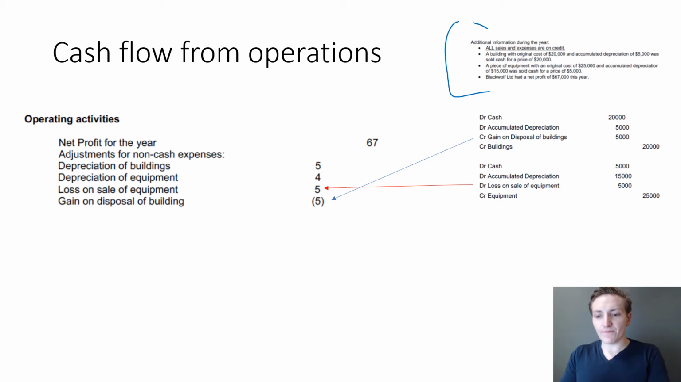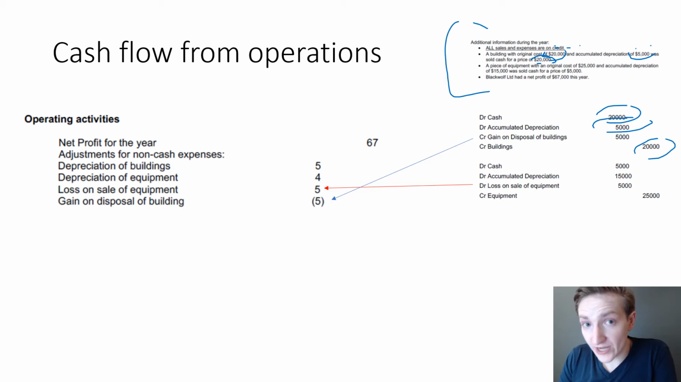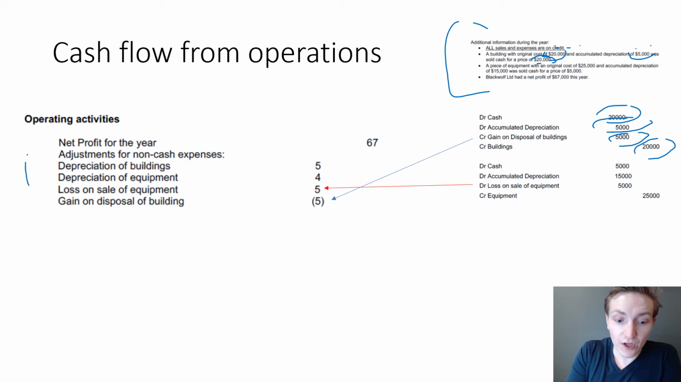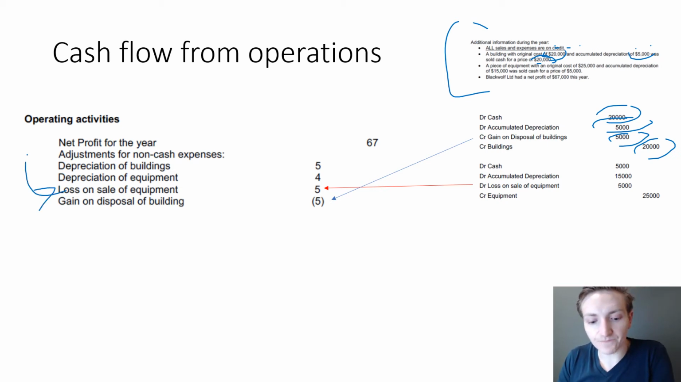So with the buildings here, what you're told is there was a building with original cost of 20k and accumulated depreciation of 5k, which was sold for a cash price of 20k. So there's going to be a debit cash of 20k. You're also told that there's going to be a debit accumulated depreciation of 5. You were just told this in the notes. You're told the building had the balance sheet value of 20k. So when you do the summation of this, to get your debits and credits to balance, you must have got a credit here of 5k from the gain on sale. So that means you must remove the gain from the sale of the building here.